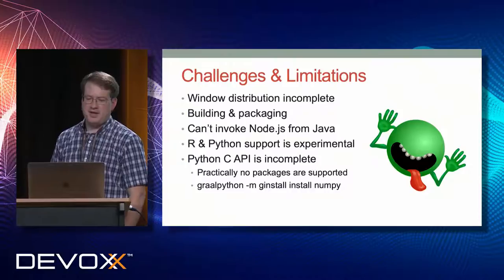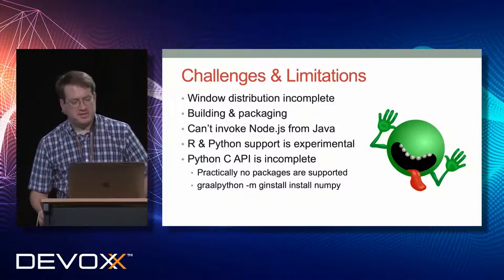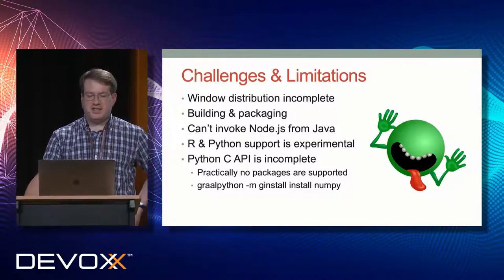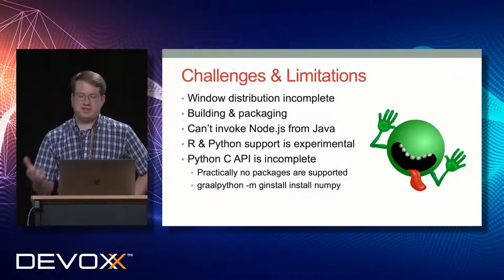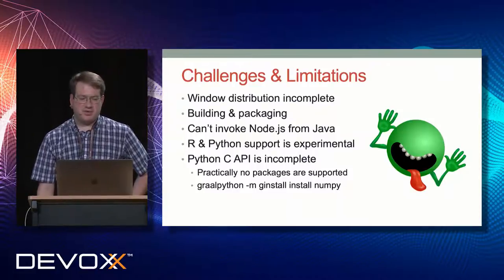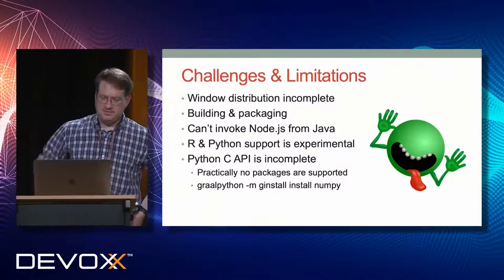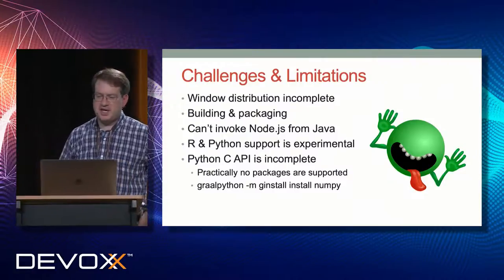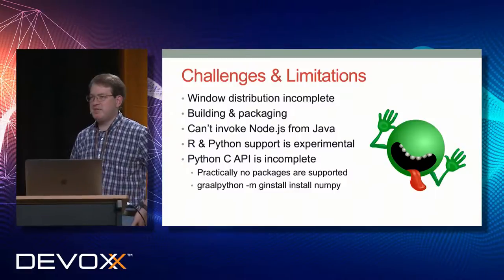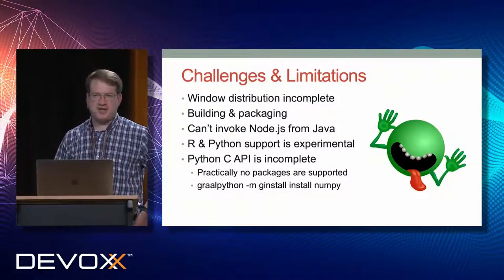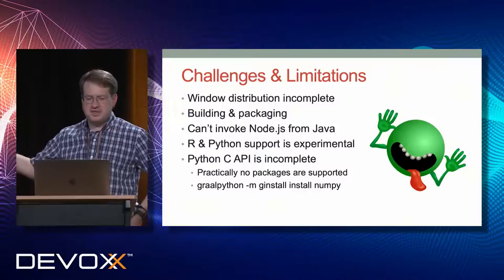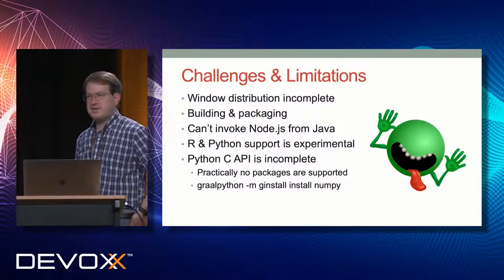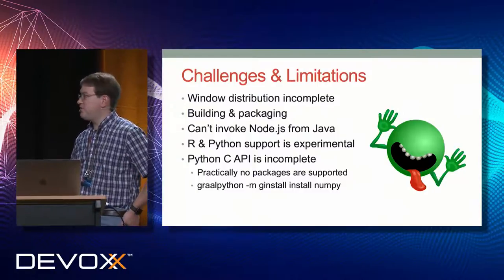R and Python support is experimental, which explains some of the bugs that I ran into with R. The Python C API is incomplete, so at this time point, there's practically no packages supported. You can install NumPy, and that's about it for right now. I was actually trying to get an example working with Scrapy and probably dumped around 6 hours into trying to figure out how to get that to work and wasn't successful. So it's still early. GraalVM is still fairly new. They're still working on getting some of the different languages supported. So not everything works yet.